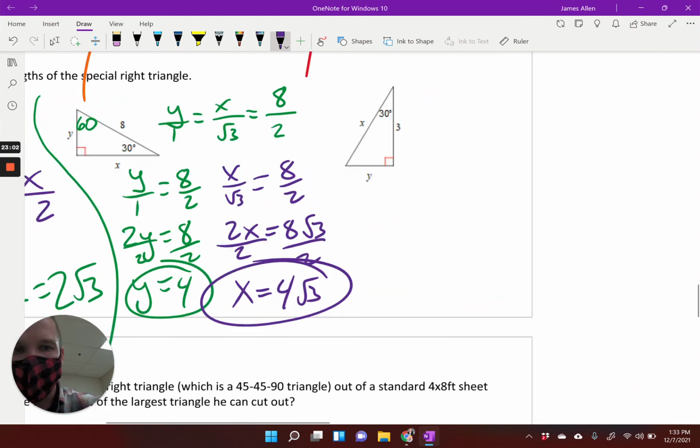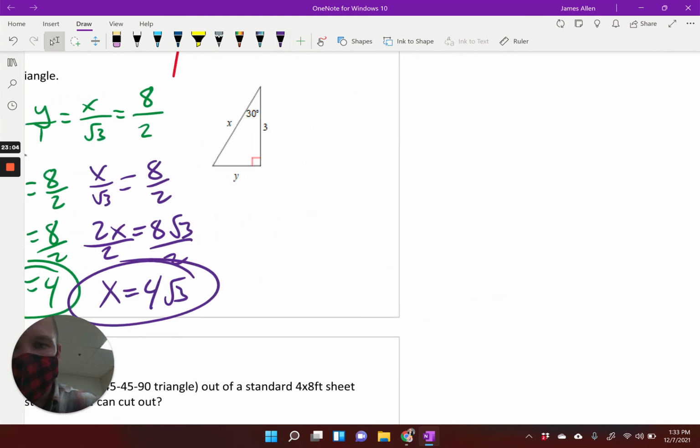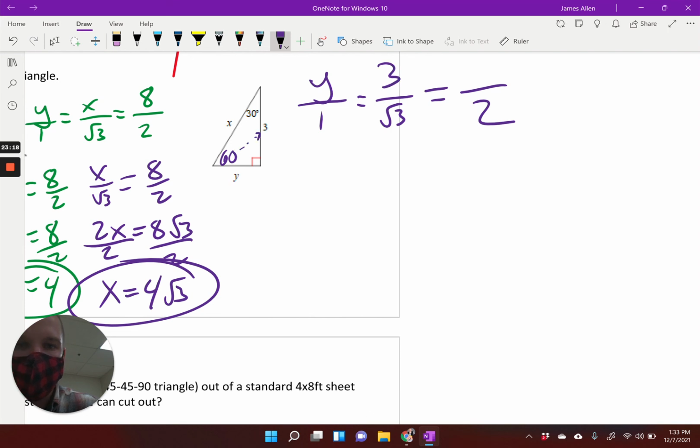All right, uno mas. We got 1 minute. All right, for this one, still a 30, 60, 90. So 1, root 3, 2. That's not a fraction. 2. All right, across from my 30 is a y. Across from the 60 is 3. And across from the 90 is x.